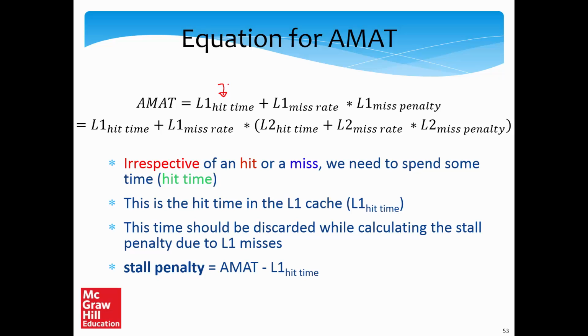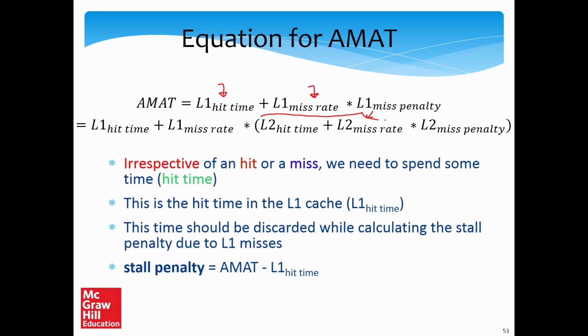A fraction of the accesses that go to the L1 cache will actually miss in the L1 cache. And for all of those misses, we need to pay a miss penalty, which is the number of cycles it takes to go down the memory hierarchy and fetch a value and write it back to L1. So the L1 miss penalty can further be broken down as follows. The L1 miss penalty corresponds to this quantity.